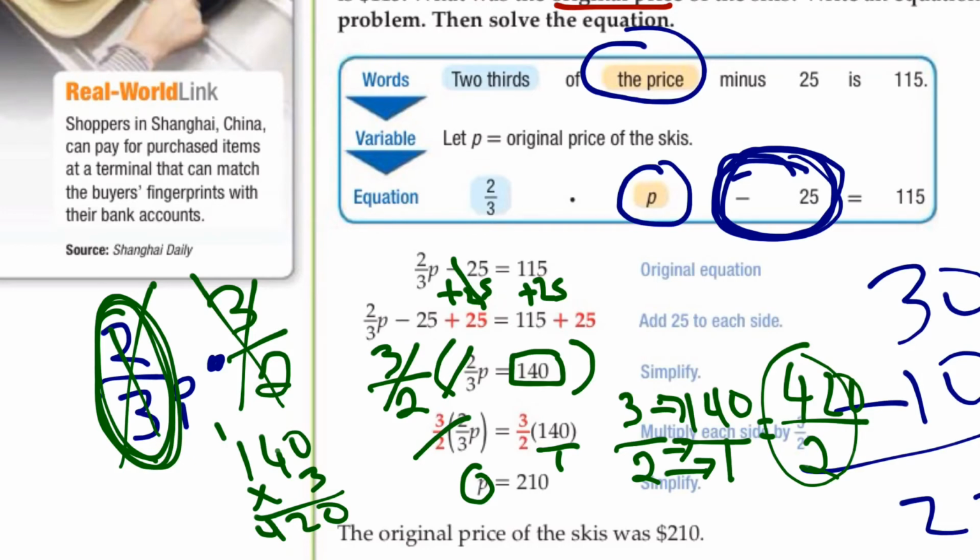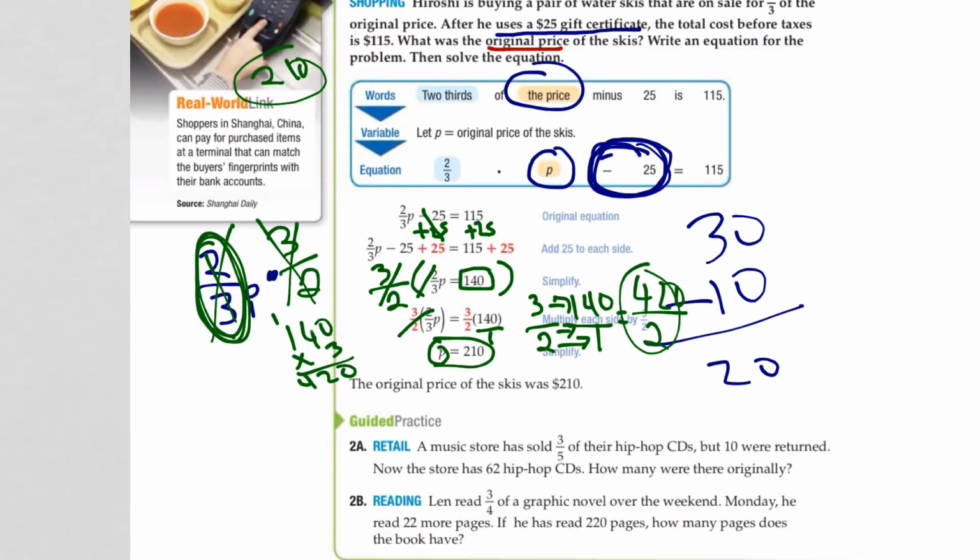Ooh, 420. I know some of you are going to be laughing because I'm saying 420. Oh, and I wrote it in green. Uh-oh. Don't act silly, all right? 420 divided by 2 is 210. And that's what we get. So we found out that the price of the skis was $210, but after he got a discount of 33%, and his gift card, he only had to pay $115. You had to pay $115 for $210 skis.